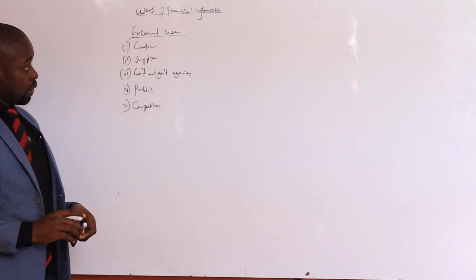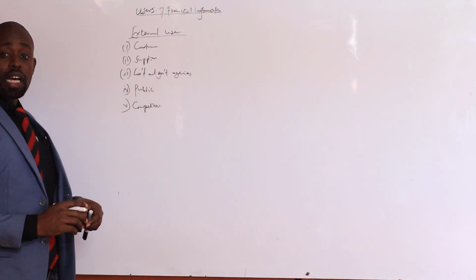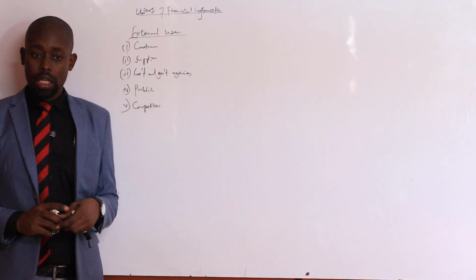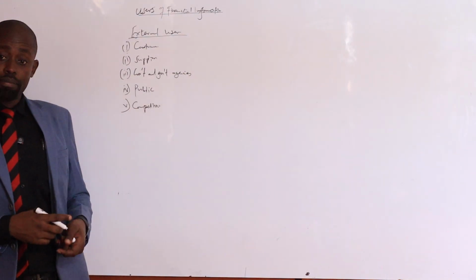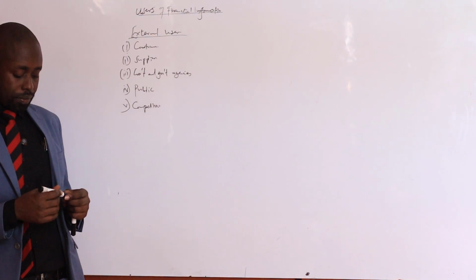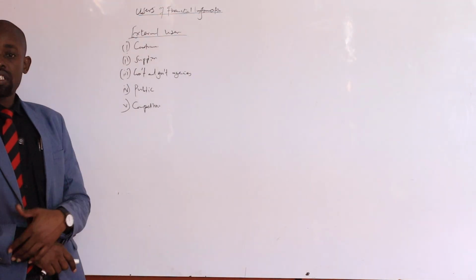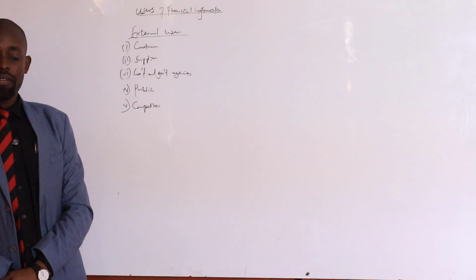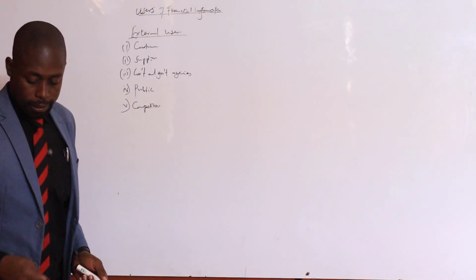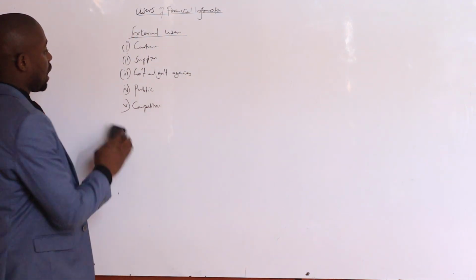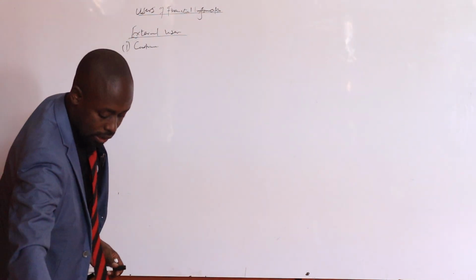Number one, customers. Who are customers? Customers are the consumers of the trading stock, or the consumers of the services of the company. What's their interest when they look at the financial report of the company? Their interest is, one, the ability of the firm to offer them what? Quality goods at affordable prices.